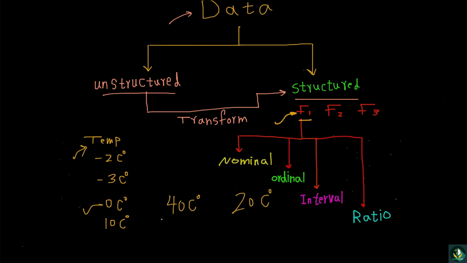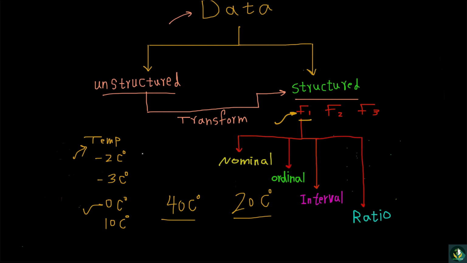Now let's say that we have two temperatures, 40 Celsius and 20 Celsius. Here in interval features, we cannot say that 40 Celsius is twice as hot as 20 Celsius because the Celsius scale has no true 0 point, which means that multiplying or dividing interval features doesn't make any sense.